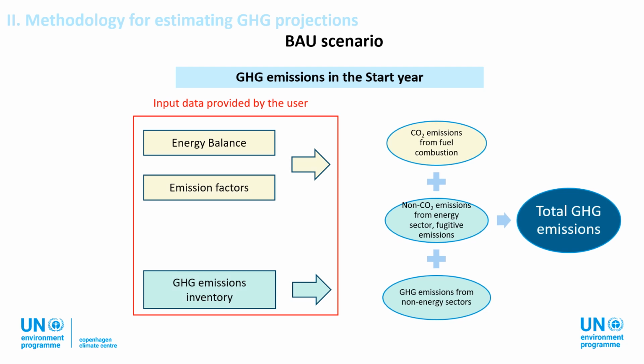Energy balance and emission factors are provided by the user, and are used by the GACMO for estimating CO2 emissions from the fuel combustion sectors. Another input data provided by the user is the GHG emissions inventory, and it is used by the GACMO to estimate the projections for non-energy sectors.